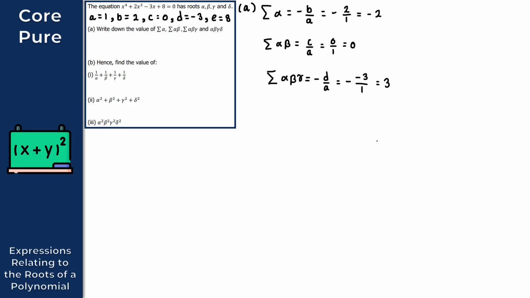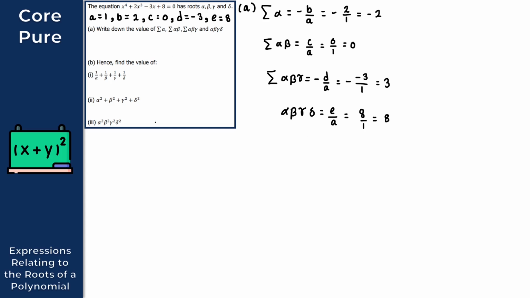Okay, and then finally we have alpha, beta, gamma, delta here. This is equal then, again, this is just one of our standard results. This is equal to e over a, which in this case then gives us 8 over 1, which simplifies to give us 8 there. And there we have it. So that is the solution there to the first part of this question, then part A.